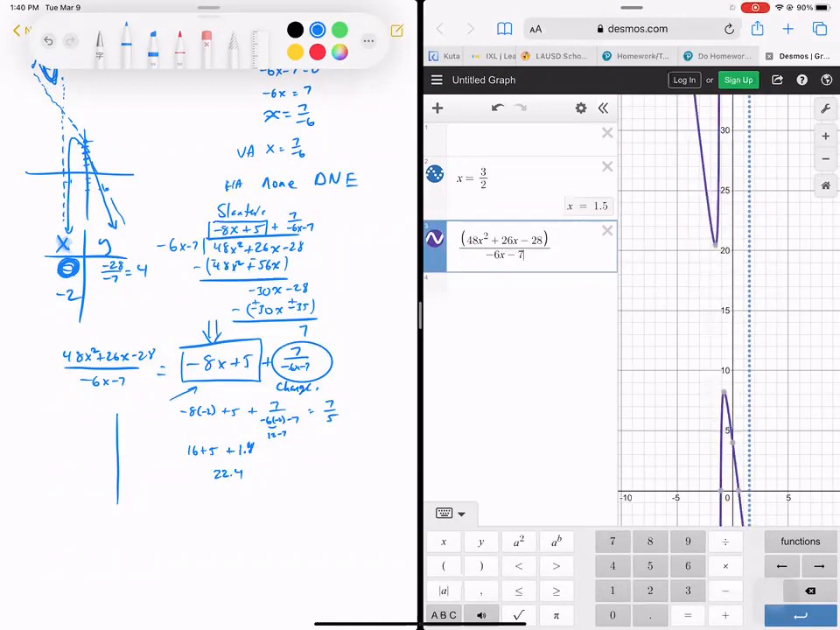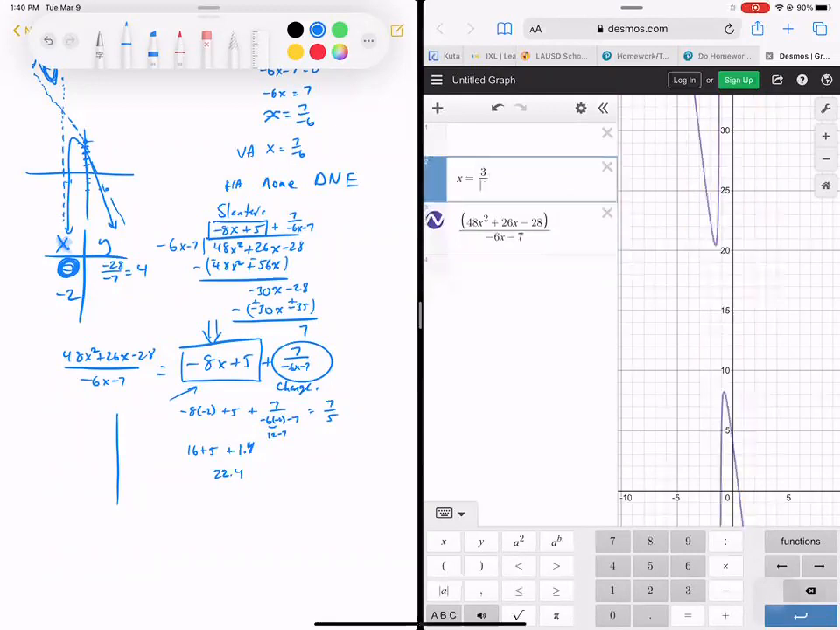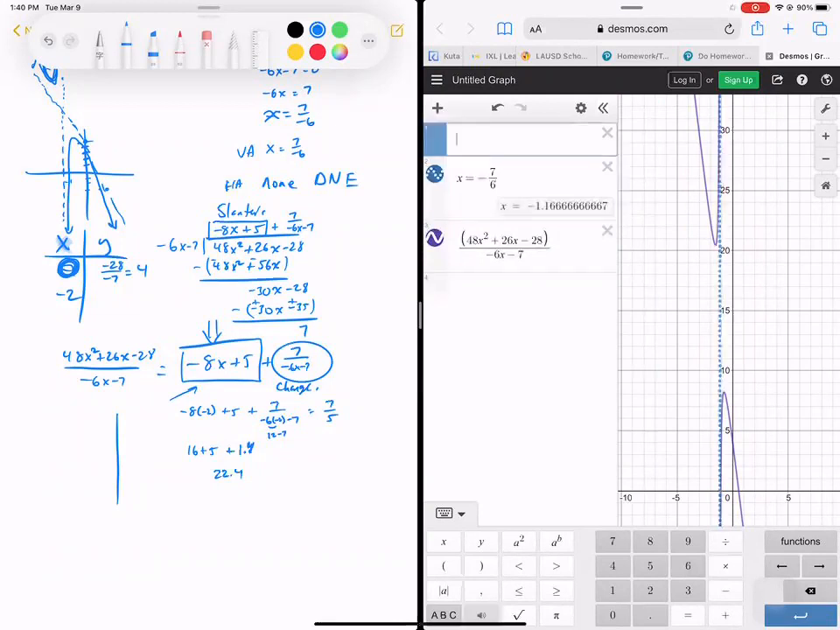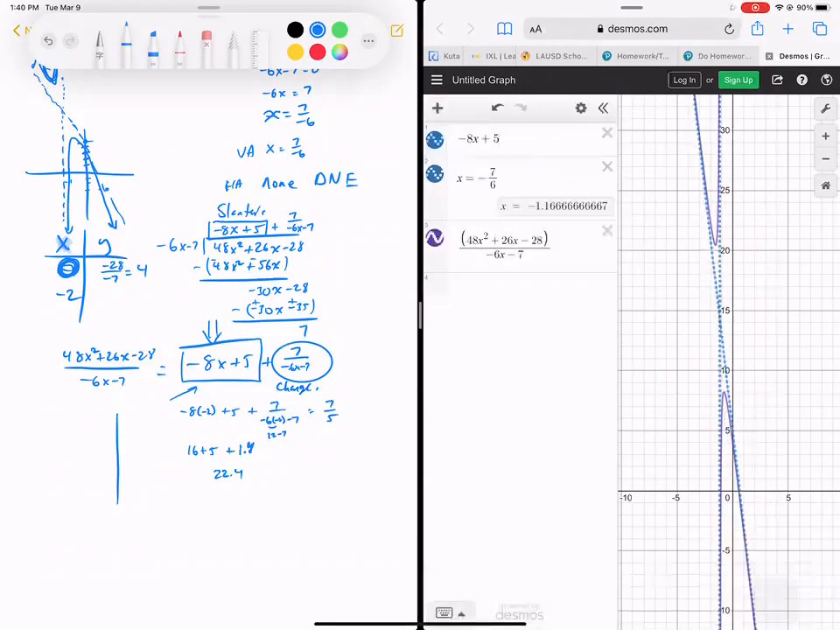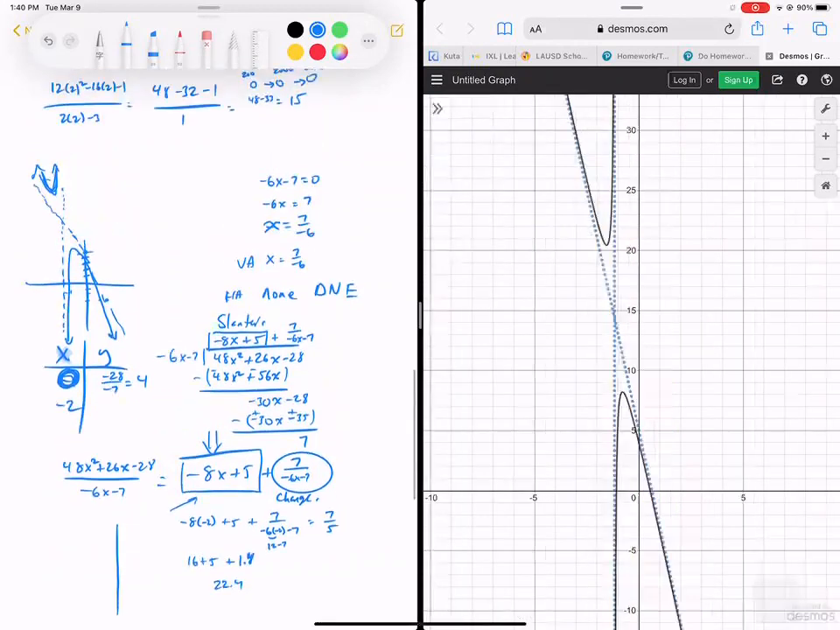I want to verify this using my asymptotes. We said we had an asymptote at negative 7 over 6. All right, that's my asymptote there. And we have one slanted asymptote one more time, at negative 8x plus 5. Now, my graph and their graph look, you know what? Not bad.